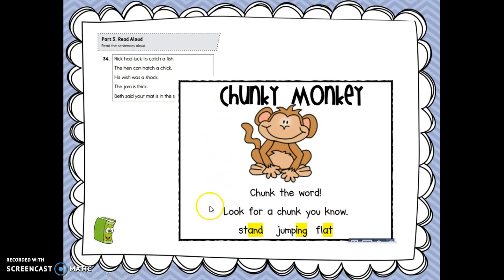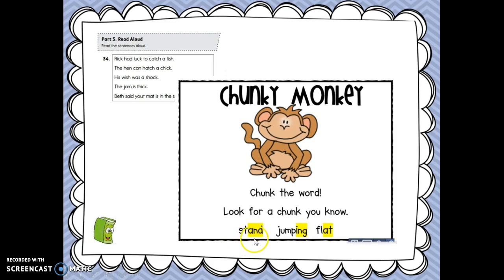Chunk the word. Look for a chunk you know. A chunk just means a part of the word. So if you come to a word that you're unsure of, look in that word and see if you can read a sound or a part of it, a chunk of it, to help you figure out the rest. It's kind of like finding a clue for that word. Okay, let's look at these examples.